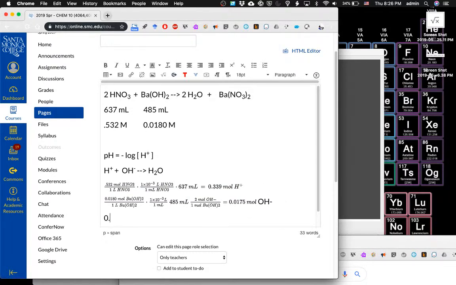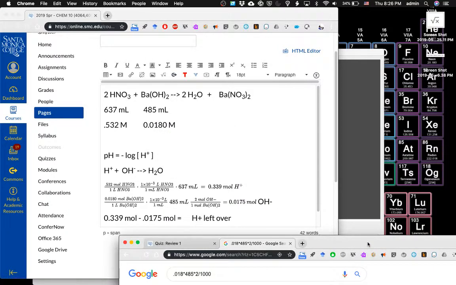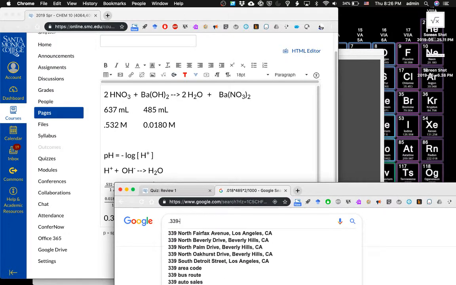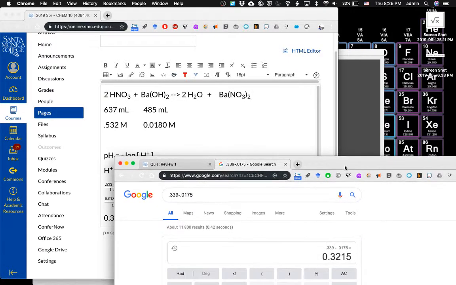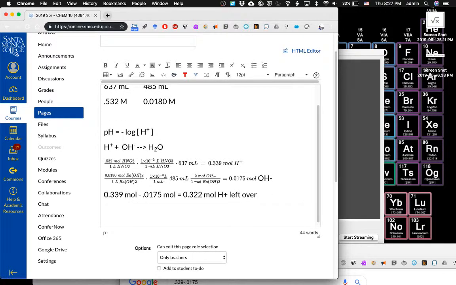All right, so let's do that. 0.339 moles, that's the H plus, minus 0.0175 moles, that's the OH minus. This is going to equal the H plus that's left over. So 0.339 minus 0.0175, and I can only have an answer that goes three digits after the dot. So my answer is 0.322 moles of H plus left over. So now you're thinking, hey, I could just take the negative log of this and that'll be my answer, right? No, because this is moles of H plus. You have to divide this by the volume, because pH is the negative log of the concentration.